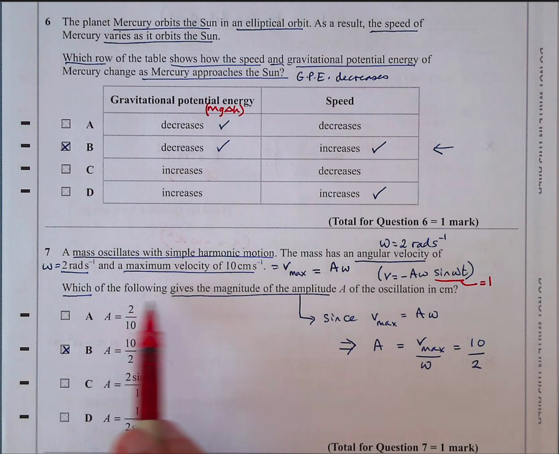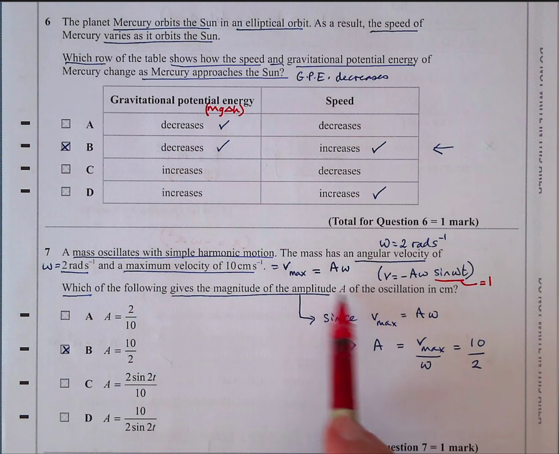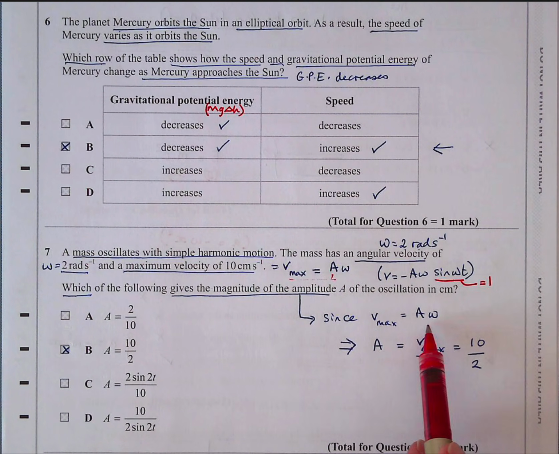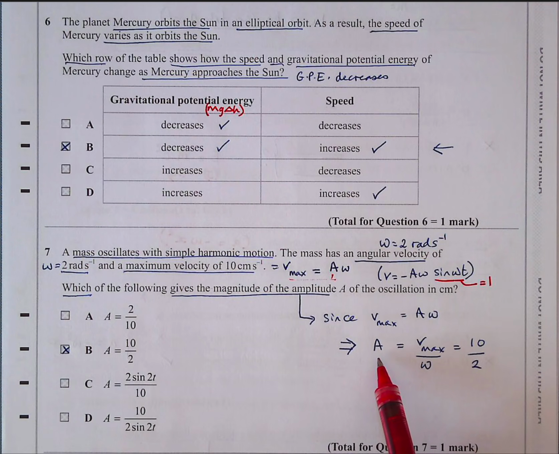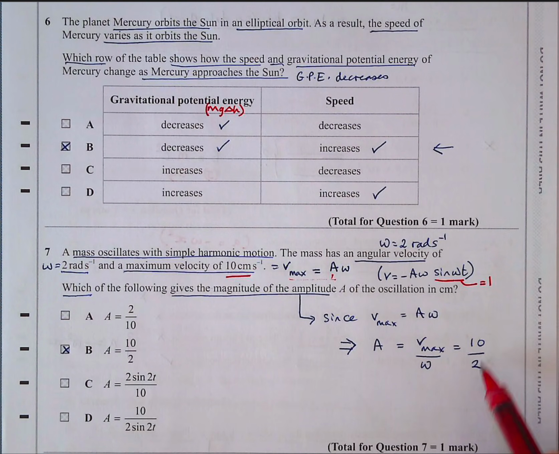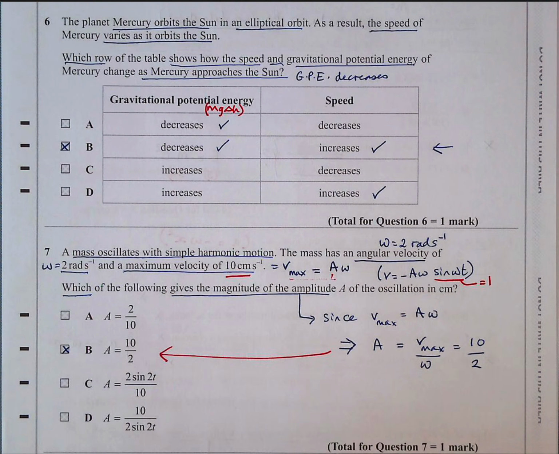Which of the following gives the magnitude of amplitude A, so we want A of the oscillation in centimeters. Well, since v max equals A omega, then we can change the subject of the formula to put it as v max over omega. We know v max is given to us as 10, divided by 2 for the omega, and you get 5. So it's 10 over 2, but they want it in the form that we put it, which is B.